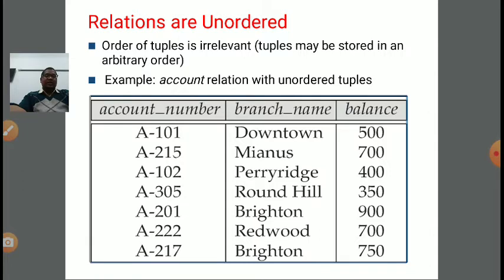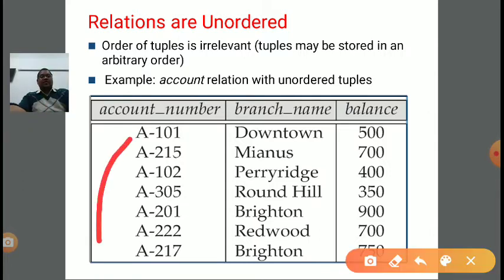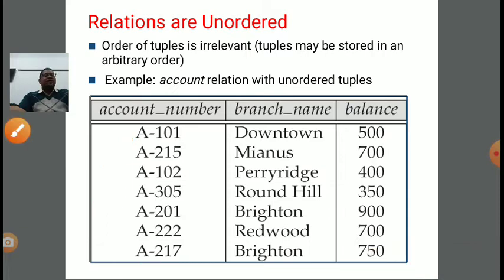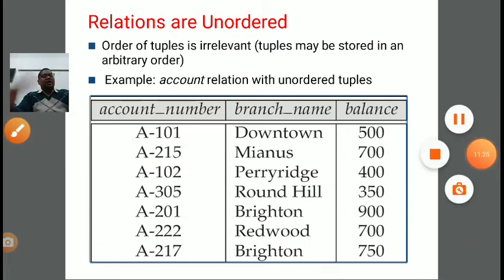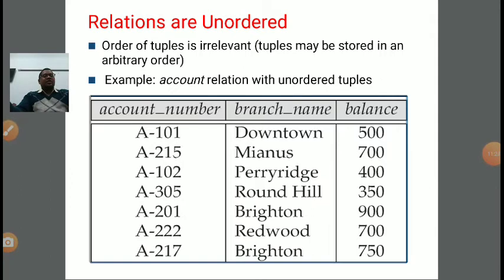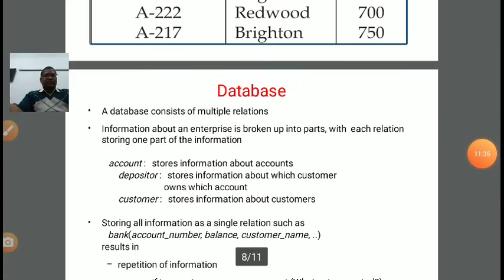It doesn't matter, right? If A101 is coming after A217, the instance of the relation doesn't change or get modified. So the order of the tuples is irrelevant. An alteration in the order of the tuples doesn't change the overall structure or overall instance of the database.